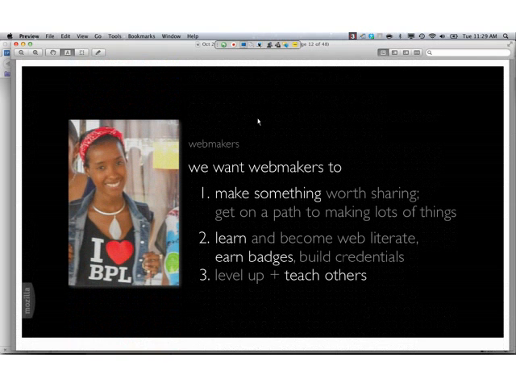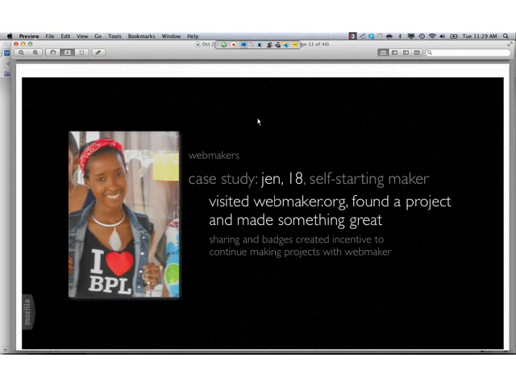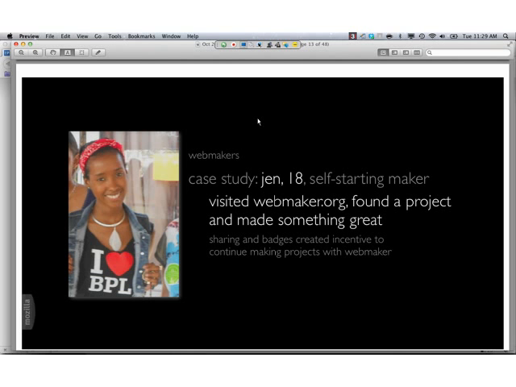We want these people to do three things: make a thing, and then get on a path to making more things, learn and earn badges that they can then share and show, and then level up and ultimately teach others. So we have a couple of case studies here. These are fake studies. They're archetypes of the kinds of people that could come into Webmaker. So Jen, 18, who found webmaker.org online, maybe through a snippet or through another project that somebody shared with her. She came in the front door of webmaker.org, found a thing, made something great, got a badge or two along the way by using a tool and learning a concept, and that led her through the process of doing multiple projects.